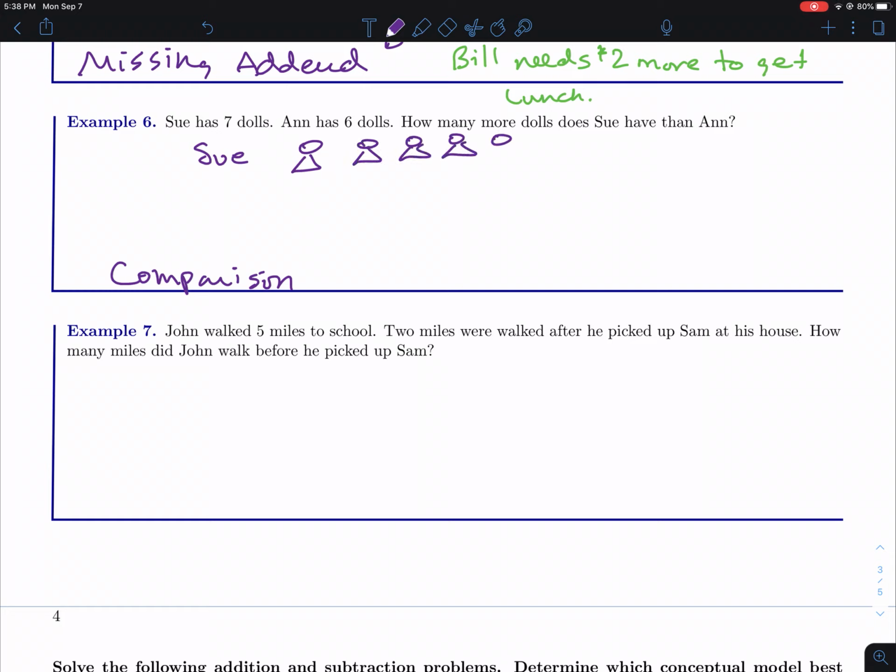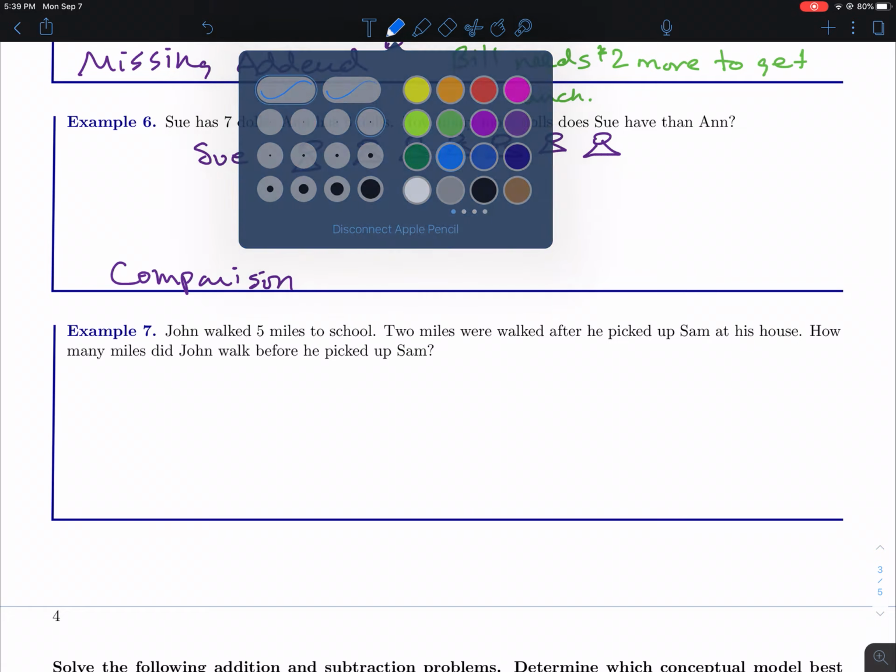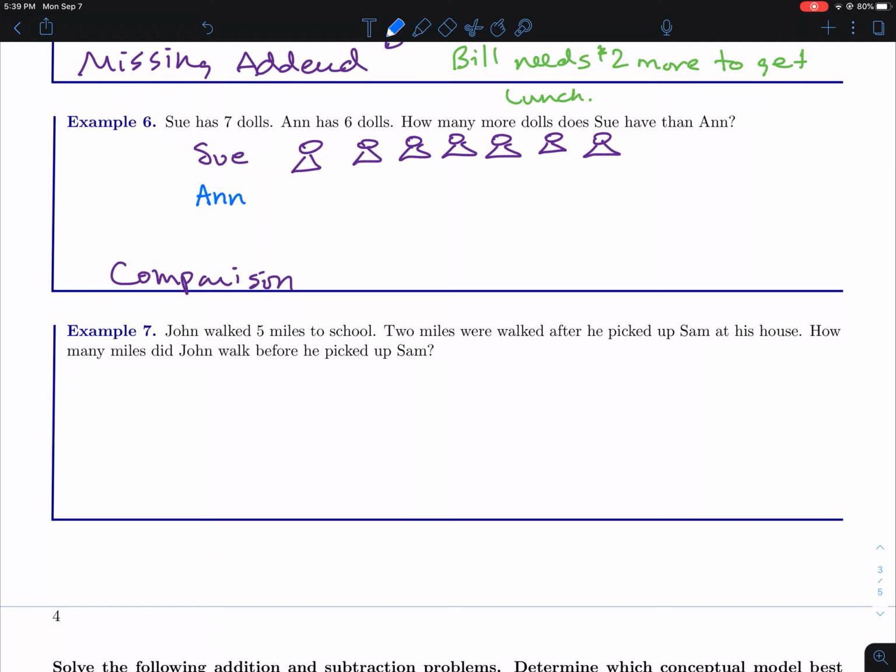So you guys didn't know you were signed up for art class, did you? Look at how beautiful this art is. It's crazy. 2, 3, 4, 5, 6. And you wonder why I went into math. And then let's draw Anne's dolls in, say, blue. So Anne had 6 dolls.